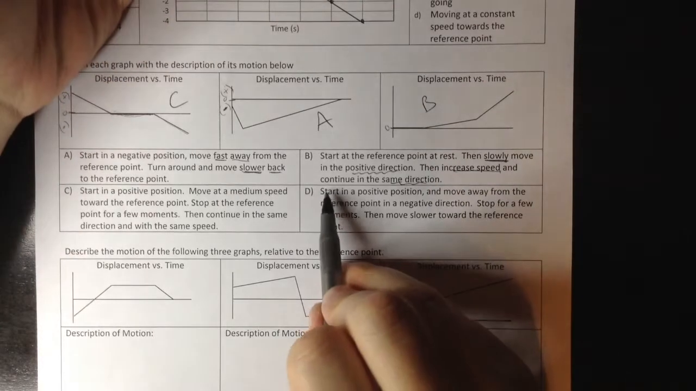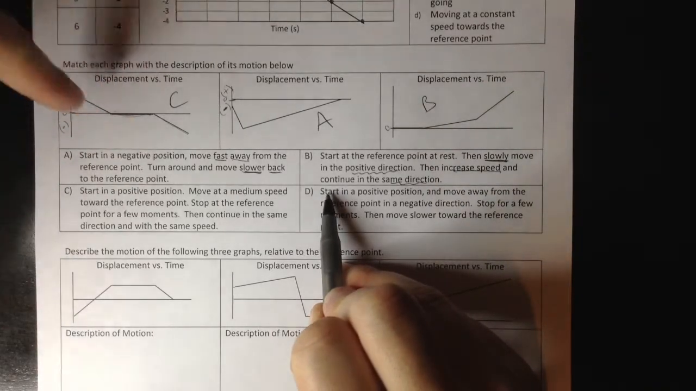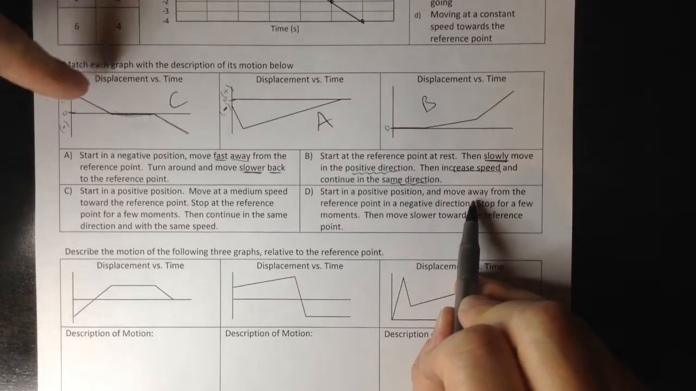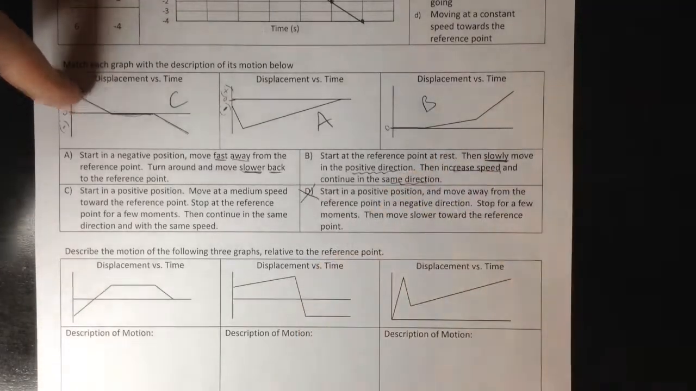Okay, D, start in a positive position. Alright, this is the only one that started in a positive position. Move away from the reference point. Well, this one's moving towards the reference point, so we're definitely not using that one. Okay?